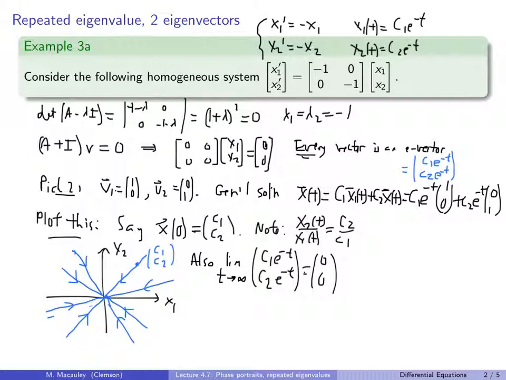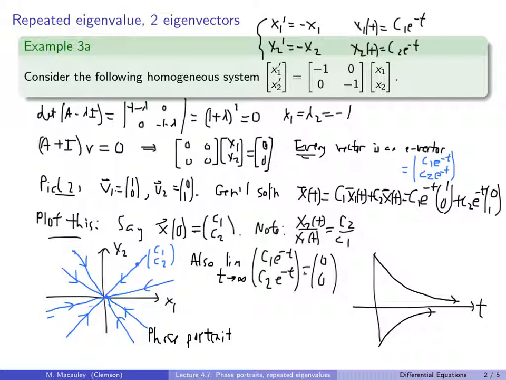So we can also plot the component plots. That's plotting x1 and x2 versus t. So this is my x1 and this is x2. And we know what these things look like. These are exponential functions that decay to 0 or limit to 0. So this is the phase portrait, and then these over here, this is the component plot.